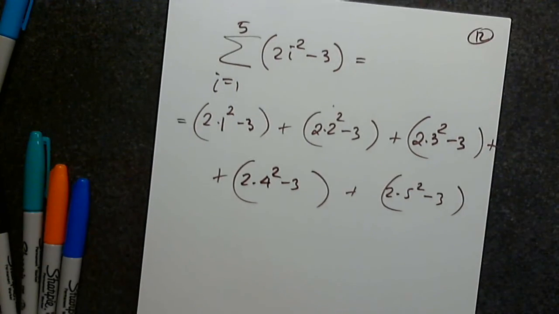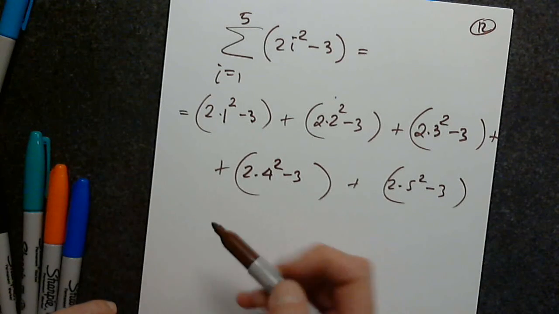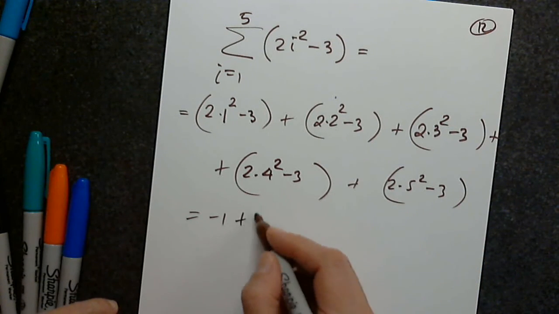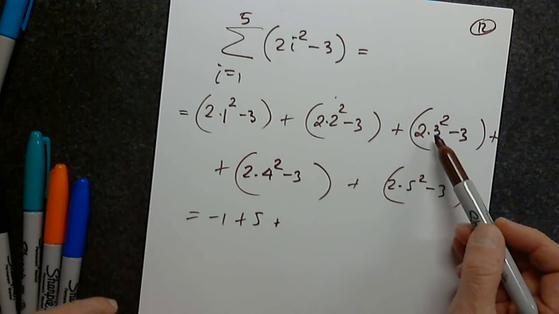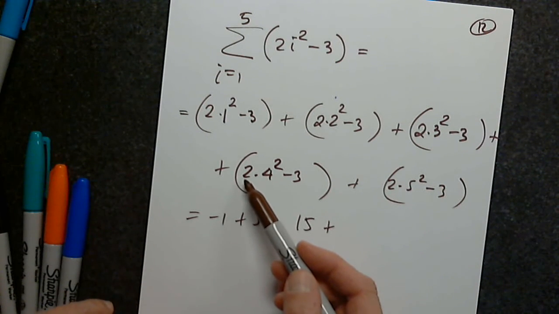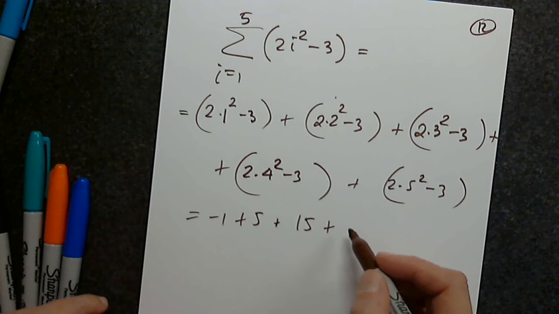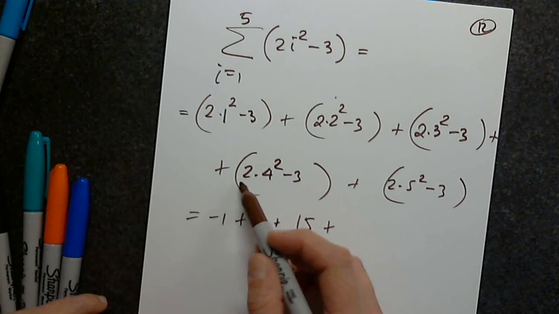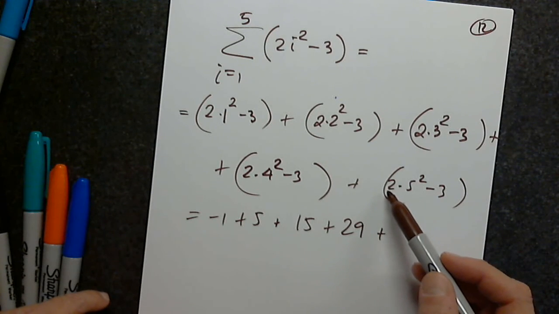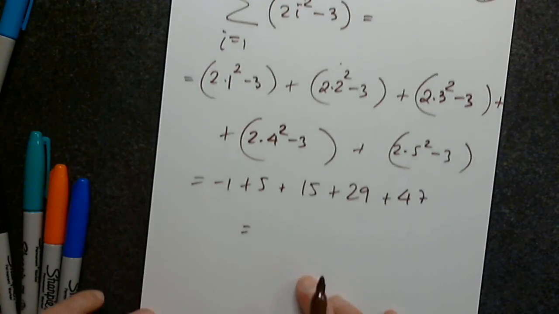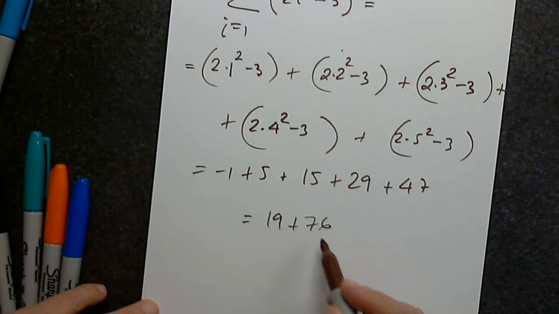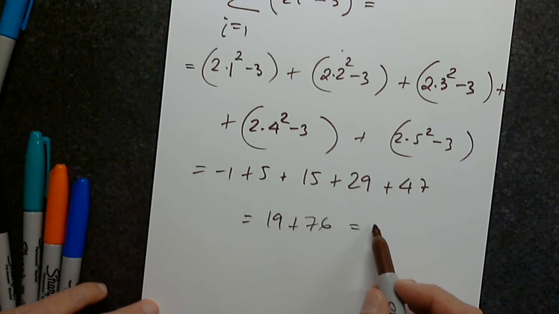And now all you have to do is perform these operations. So 2 minus 3, this will be negative 1. 4 times 2 is 8. 8 minus 3, in order of operations, right? Plus 5. 3 squared is 9. 2 times 9 is 18. And 18 minus 3, 15, plus. 4 squared is 16, 16 times 2 is 32, minus 3 is 29. And finally, 25 times 2 is 50, minus 3 is 47. So this is 20 minus 1 is 19. And when I add these two, I get 76. And then when I add these two, I get 95.